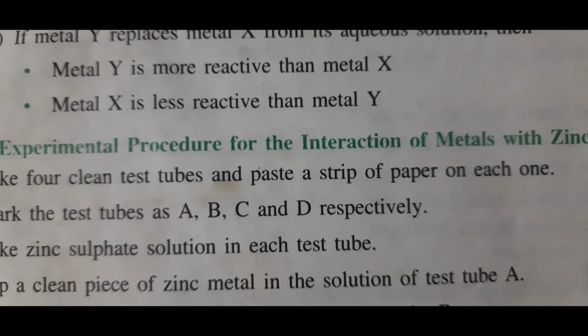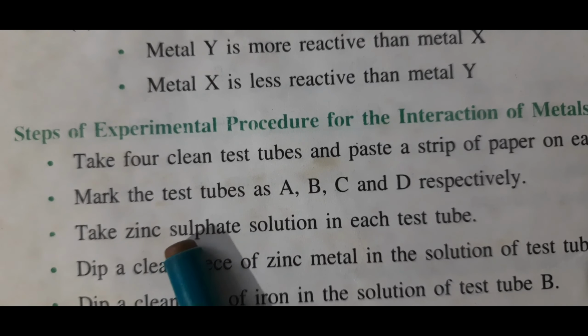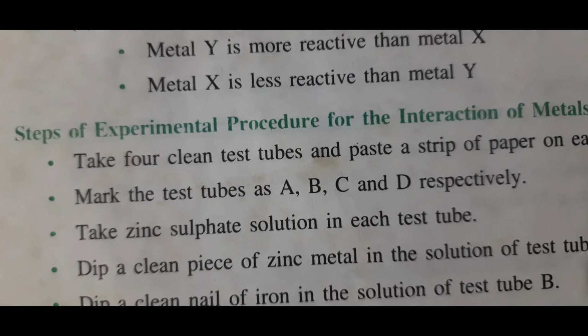Take 4 clean test tubes and mark each test tube as A, B, C, D. That is what we are doing. The second step, mark the test tubes as A, B, C, D respectively.